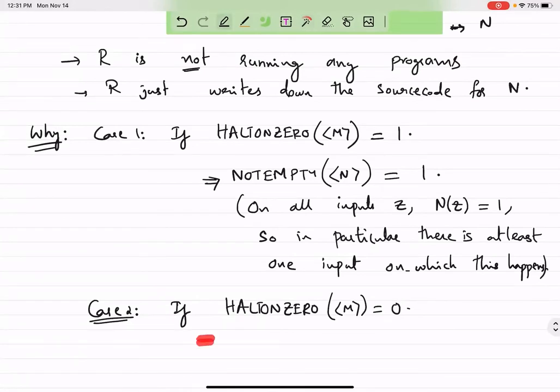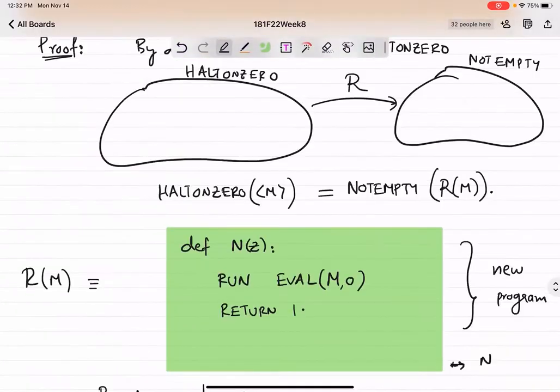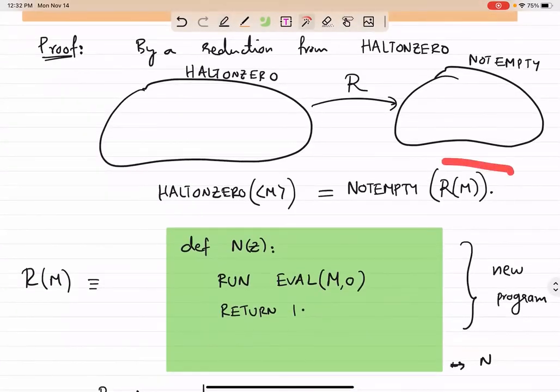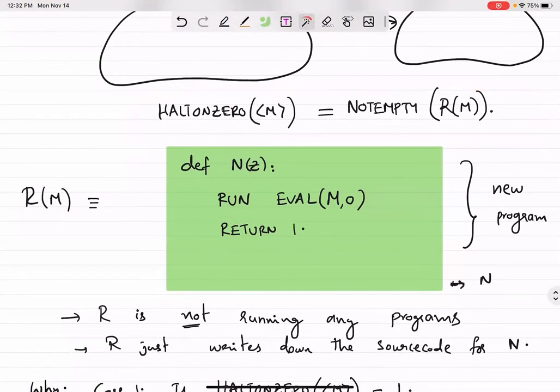So this implies not empty of N equals 0, because on all inputs Z, N does not halt. All right, so we have verified that the equation that is essential for the reduction to work is correct. So this equation holds, and we have a reduction from halt on 0 to not empty.